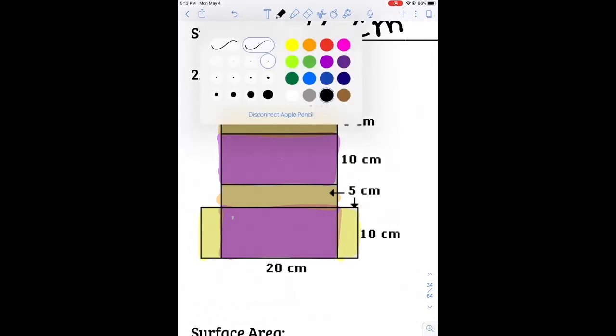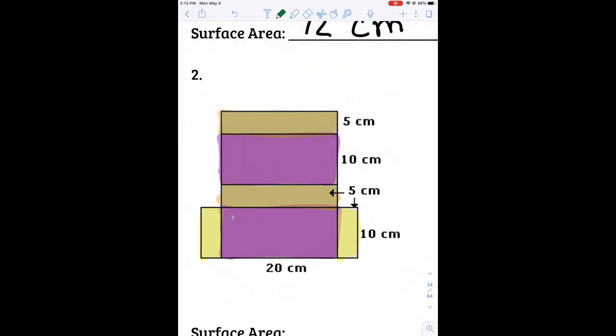Okay, the next thing I want to do is label the numbers. So I might start over here with my yellows. I can see that this is a 5 because right above it, there's this arrow pointing down. 5 by 10, which means that the other yellow is also going to be 5 by 10. My purple, it's already labeled 20 on the bottom. And then the side, I can see that this 10 is going to slide over. So it's going to be 20 by 10.